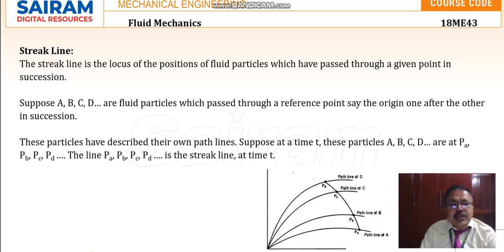Similarly PB. So that is the locus of positions of fluid particles passed through the given point. So this is the given point, and we have traced here the positions of the fluid particles. The position of fluid particle A is here, then B here, C here and D here. We are joining them. That is the streak line.